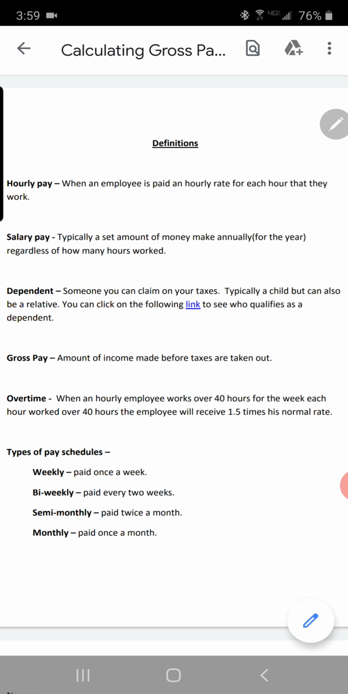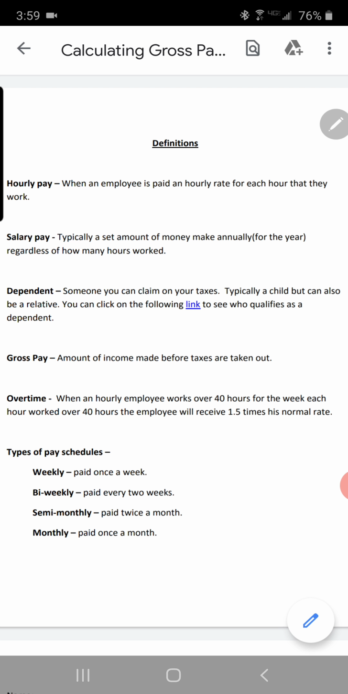Gross pay. Now, your gross pay is the amount of income made before taxes are taken out. Of course, income stands for pay. It's the same thing. But this is typically how much you would figure if you worked 30 hours at $10 an hour, that you make like $300. That would be your gross pay. But of course, after taxes are taken out, that's not how much money you're really taking. But for this lesson, we're just going to figure out the gross pay.